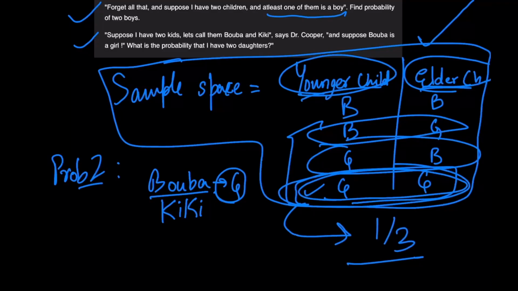And this is what I believe is how the solution is perceived. Basically, this information just means that we are guaranteed to have at least one girl among the two children. And now what we've been asked is the probability of two daughters, which comes out to be 1 by 3.